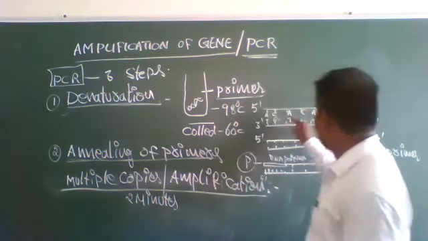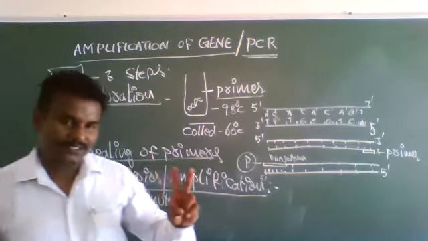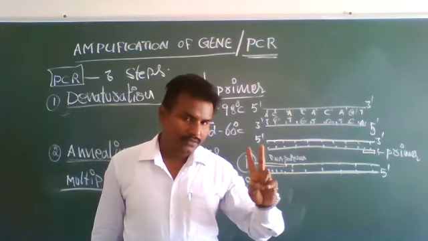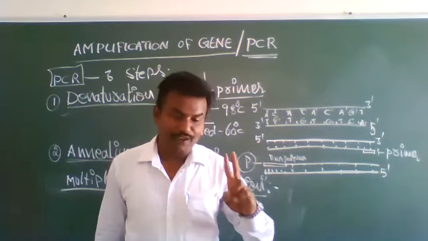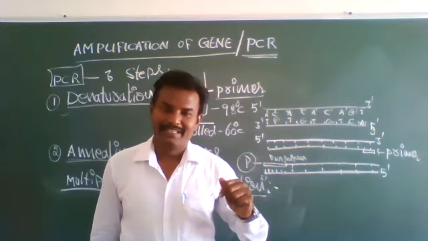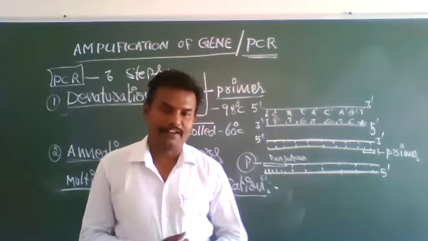Within 2 minutes, one DNA becomes 2. Within 4 minutes, 2 DNA becomes 4, and in 6 minutes, 8 DNA. In such a way, the multiple copies of the DNA are formed.